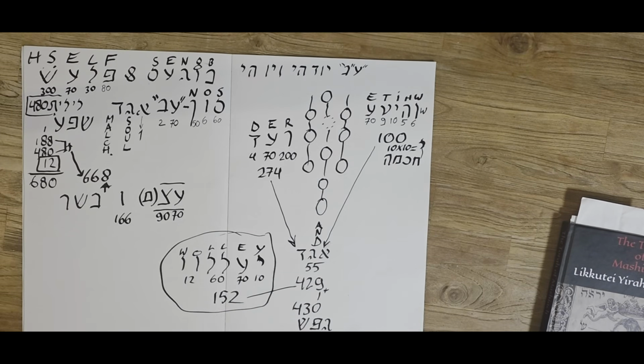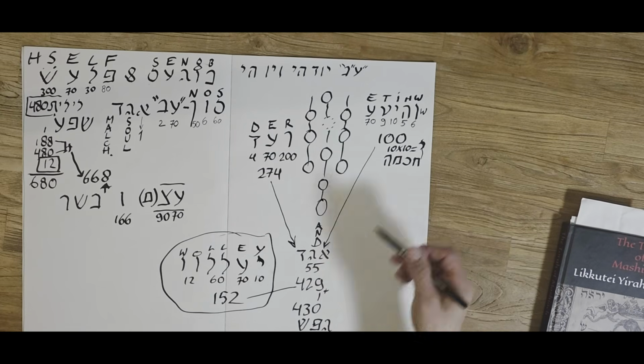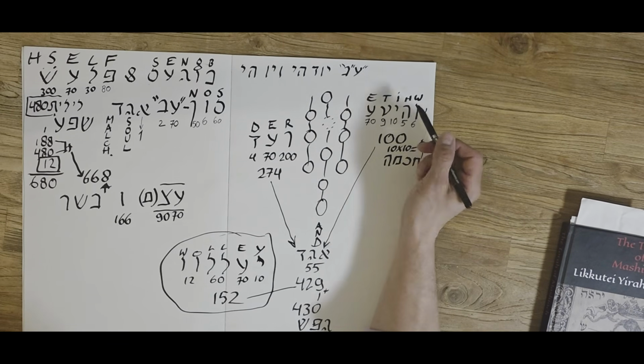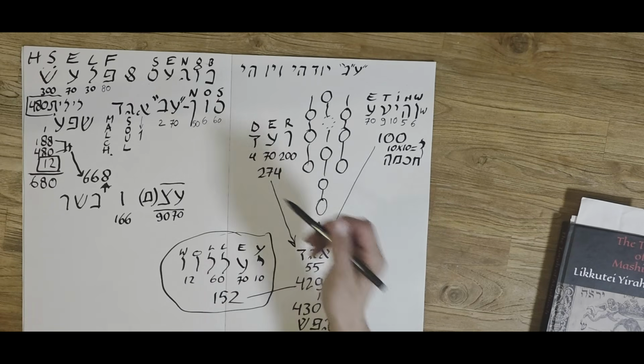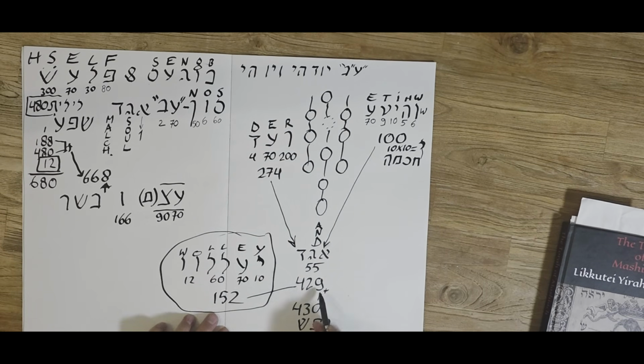Okay, so 429 would then be white, red, and yellow. White, red, and yellow value together 581. So I'll put a plus here. 581, and 581 is Yisrael plus Mem, and Mem is the womb.